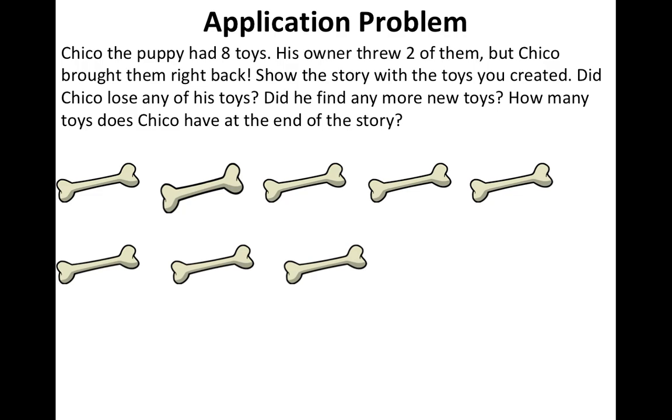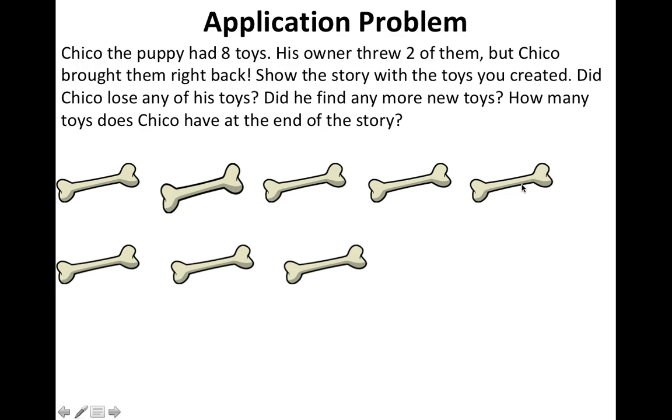Remember, he started off with 8. After he found his 2 toys that his owner threw, did he find any more new toys? No, he did not. That's great. How many toys did Chico have at the end of the story? So at the end of the story, let's count to see how many toys Chico has.